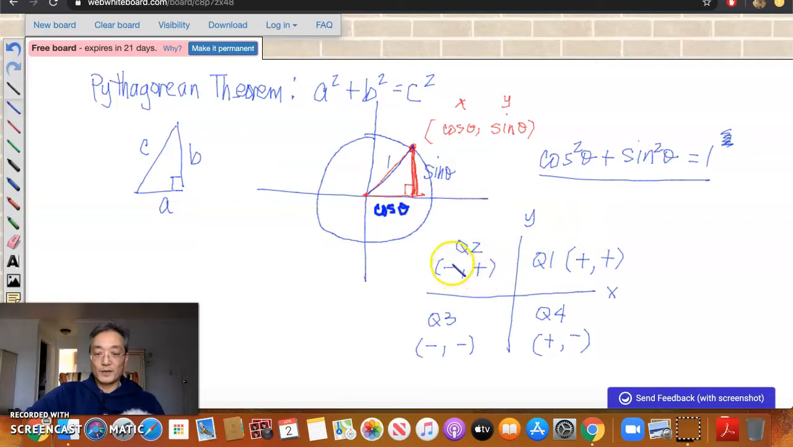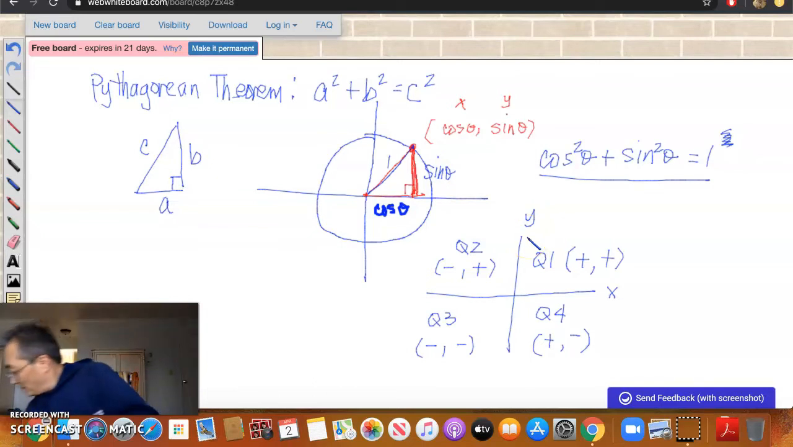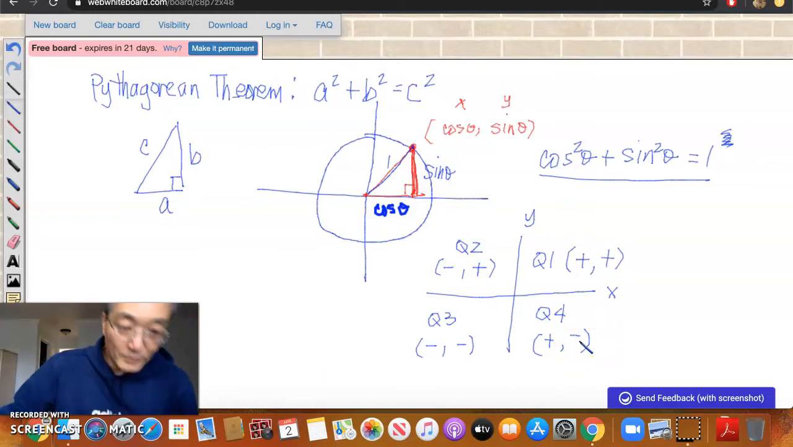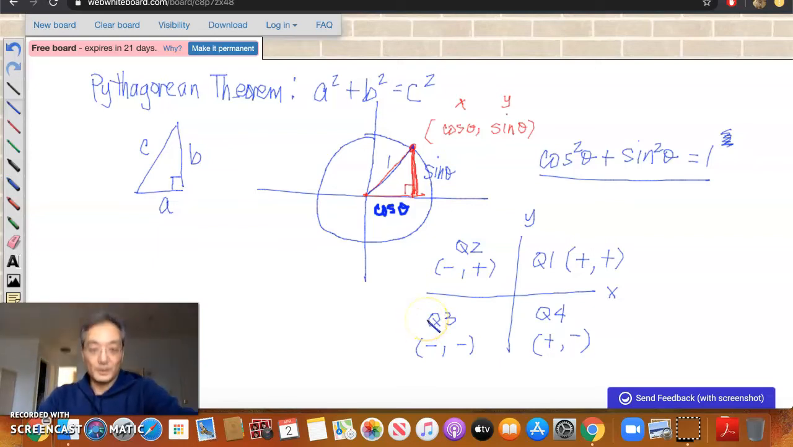Any point in quadrant 1, the x and y coordinates are both positive. In quadrant 2, the x coordinate is negative, but the y coordinate is positive. In quadrant 3, our x coordinate is negative, and our y coordinate is also negative, and in quadrant 4, x is positive and y is negative. Okay? So if we know this, now we're ready to look at the problem. So let's go to the problem.